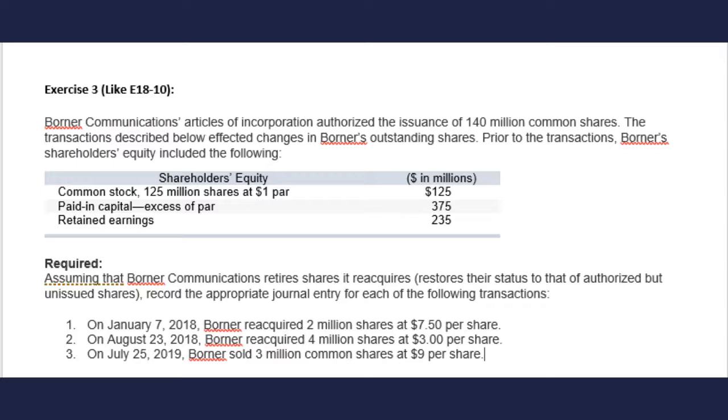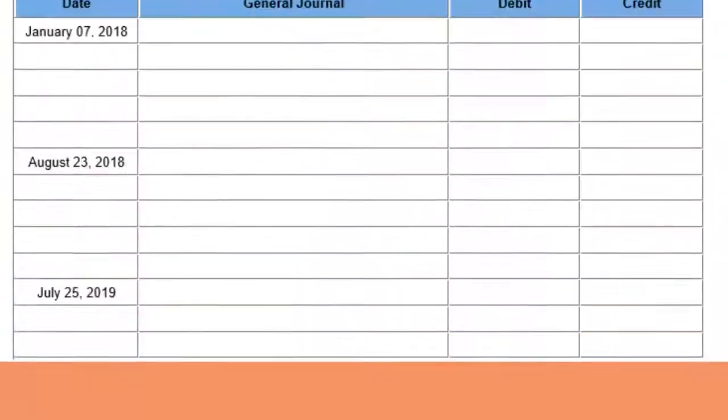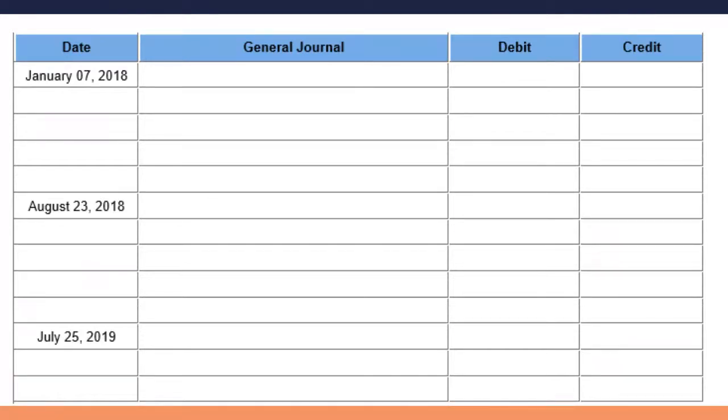So let's look at this step by step. Now, in order to do this, you do need a journal page. So make sure you set up a template for your journal. You'll need our dates in there and a general format. And this is just a general journal, just so we can see how they're recorded. Remember, companies use multiple journals, but this is just to give us an idea of how these would be recorded or how they would impact us really at the end of the day in our books. So January 7th, we got our date, our general journal or our account, then debit or credit.